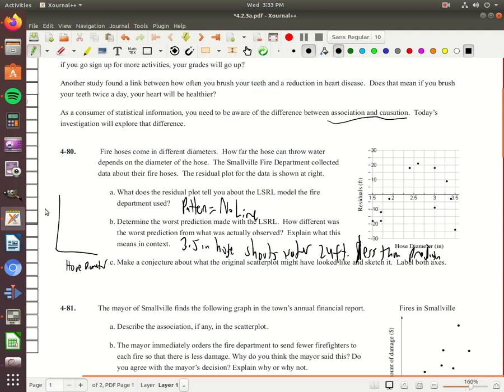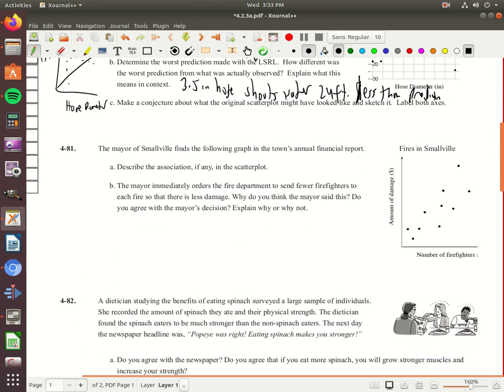Y should have been the distance, distance in feet of the water that gets shot out. And I think it looks something like this, right? We under-predicted at the beginning, then we over-predicted, and then we under-predicted again. So hopefully we're following that residual plot.